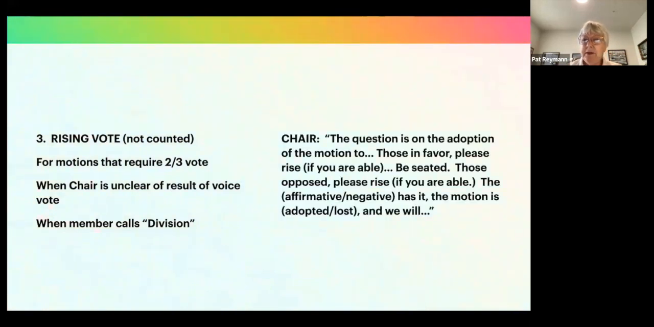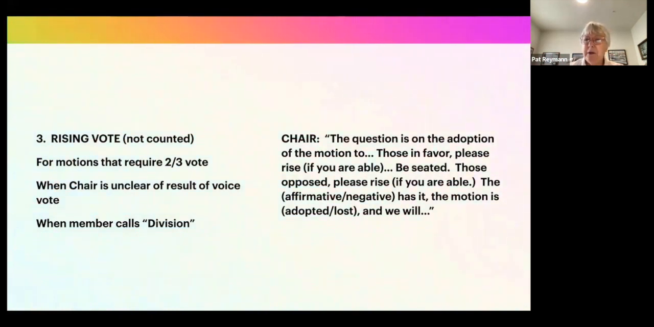Okay, so the chair would say, the question is on the adoption of the motion to do whatever. Those in favor, please rise. And this, if you are able, is something I add. That is not in Roberts anywhere that I've seen. But I know for folks that are disabled, rising is not a possibility. So we certainly want them to be included in the vote, and in groups where such folks are present, we say this, and then they can raise their hand, or if they have a voting card, raise that, whatever. But we certainly do want to include all folks who are eligible to vote.